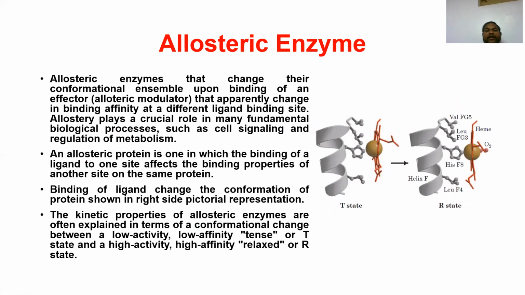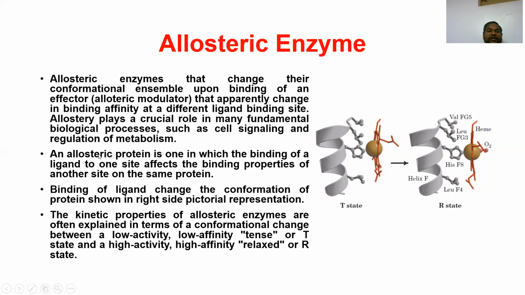The allosteric enzyme is an enzyme that changes its conformational ensemble upon binding of an effector molecule, also called an allosteric modulator, which apparently changes the binding affinity at a different ligand binding site. It means the ligand binds at a different site, and that changes the conformation of the enzyme. Allostery plays a crucial role in many fundamental biological processes such as cell signaling and regulation of metabolism.